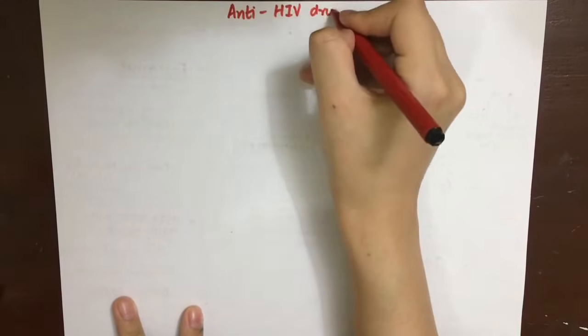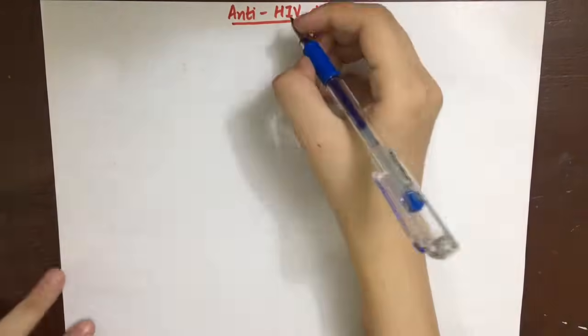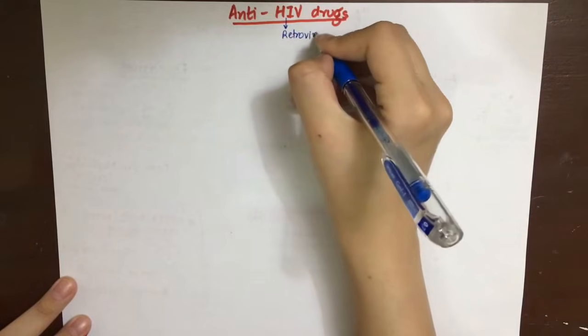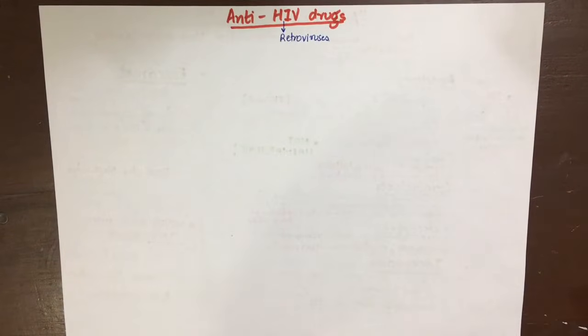Coming to the drugs used against HIV virus, first you need to know that HIV is a retrovirus. And a retrovirus means that it has RNA as its genetic material, but also has the enzyme RNA-dependent DNA polymerase. Now, this enzyme will convert the viral RNA into a DNA copy, and thus this DNA copy will be inserted into the host cell genome.